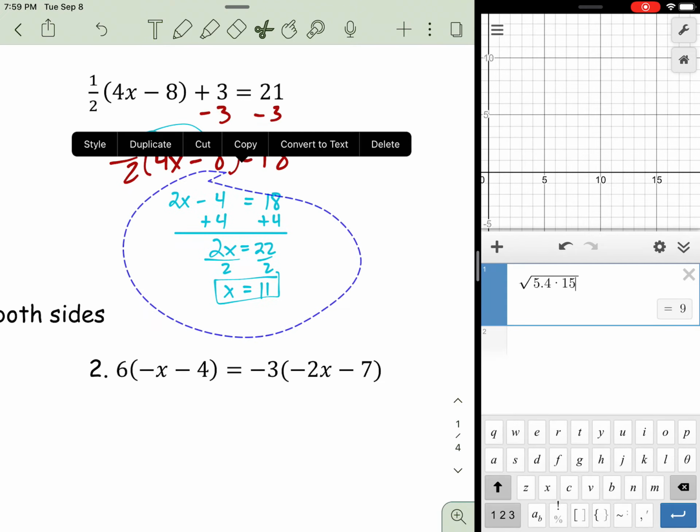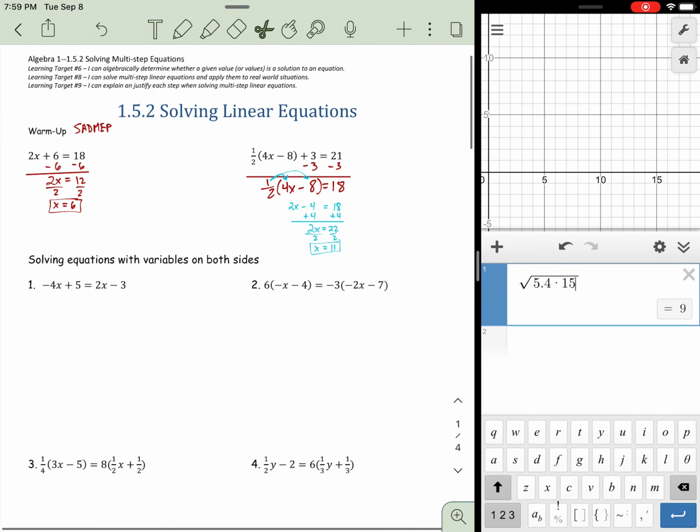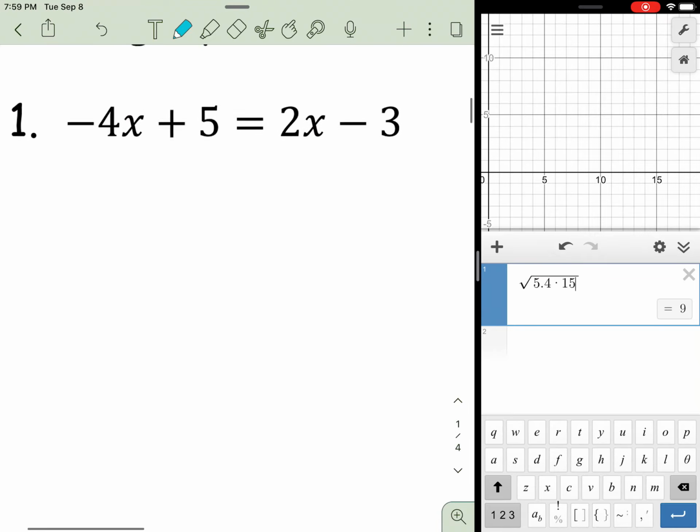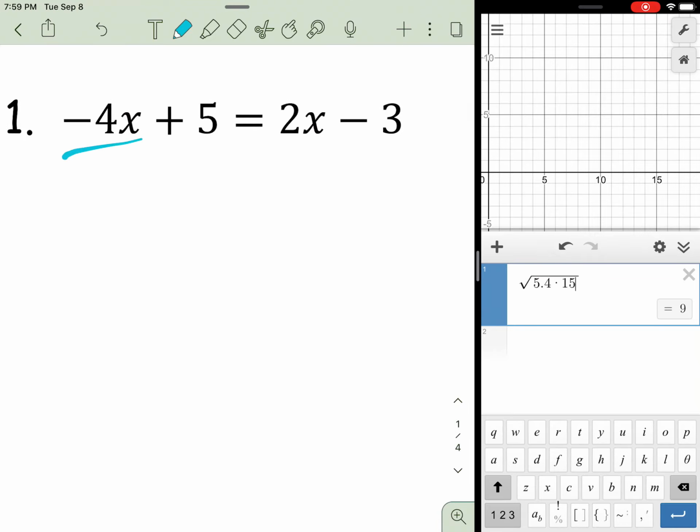Next part is how to solve an equation with variables on both sides. So let's take a look at number 1 here. You can see that we have a negative 4x on this side and we have a 2x on this side. Just as we talked about yesterday, imagine this equal sign to be a teeter-totter, right? So if you take away something on one side, you have to also take it away on the other side. Otherwise, that teeter-totter is no longer balanced, right? Like one person might even go flying depending upon how much you take off.